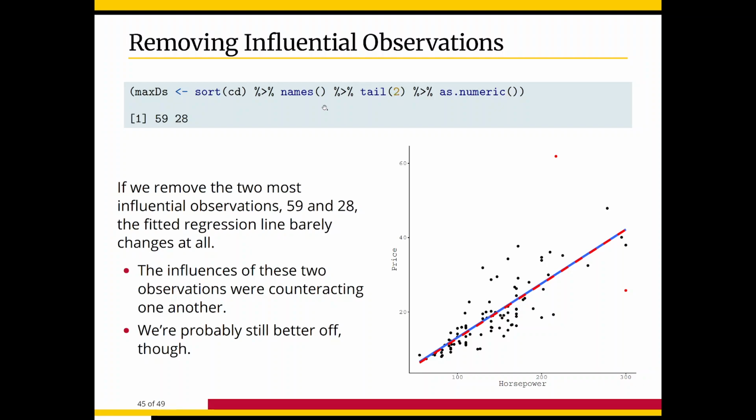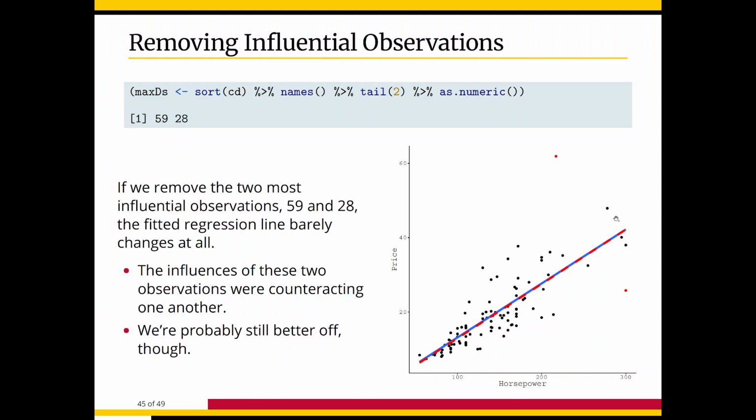So here we have sorted, we've taken the names, which gives us the row names. We're taking the two biggest. So these are now the row names for the two biggest, and we're converting that back to numeric. It turns out it's 59 and 28. 28 is the biggest, 59 is the second biggest. So these are the observations for the largest Cook's distance and the second largest Cook's distance.